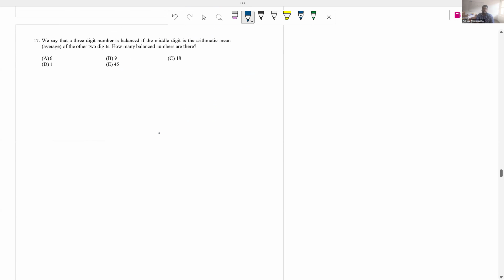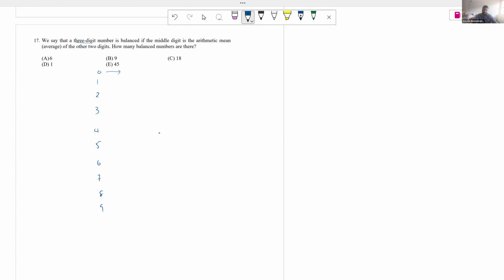Let us move to question number 17. We say that a 3-digit number is balanced if the middle digit is the arithmetic mean of the other 2 digits. So look at the middle digit. What are the choices for the middle digit? 1, 2, 3, 4, 5, 6, 7, 8, 9. And it's a 3-digit number. Also you can have 0. Now, if it's 0, the middle digit is the arithmetic mean of the other 2 digits.